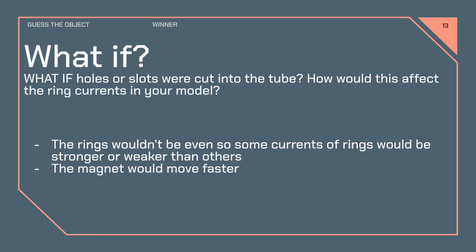Now, what if holes or slots were cut into the tube? How would this affect the rings in your model? The rings wouldn't be even, so some of the currents in the rings would be stronger or weaker than in others. This would cause the magnet to have a slightly faster velocity.